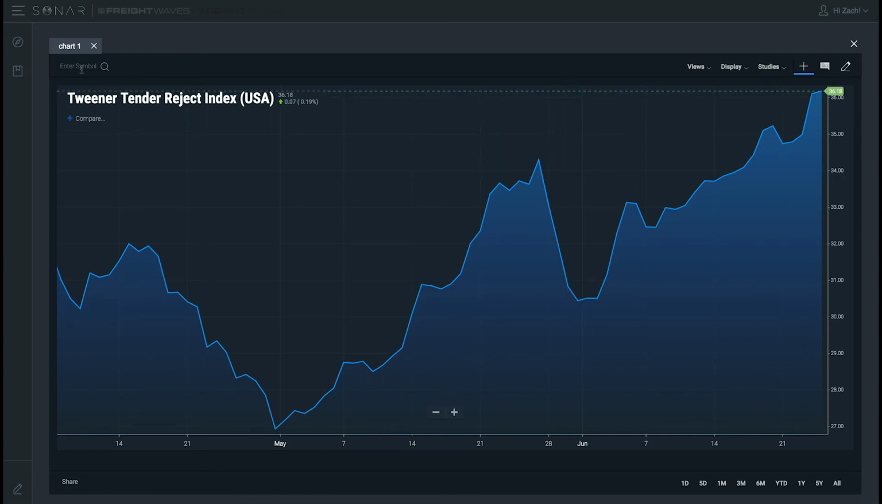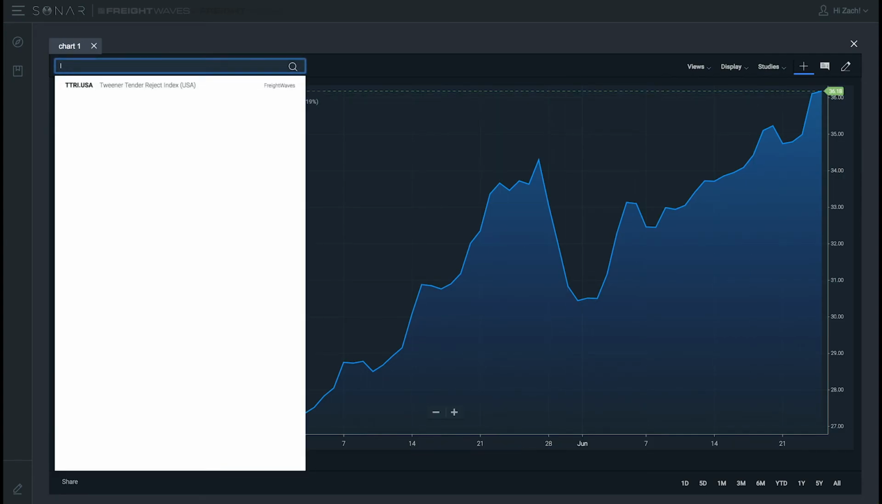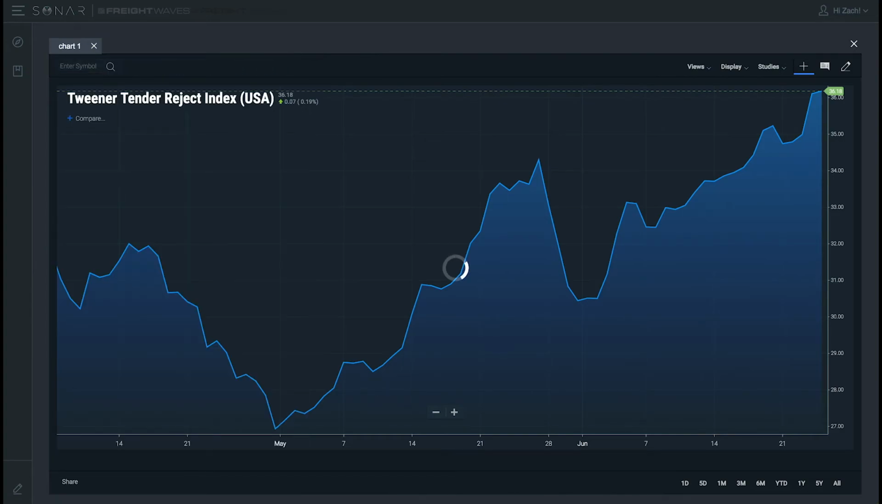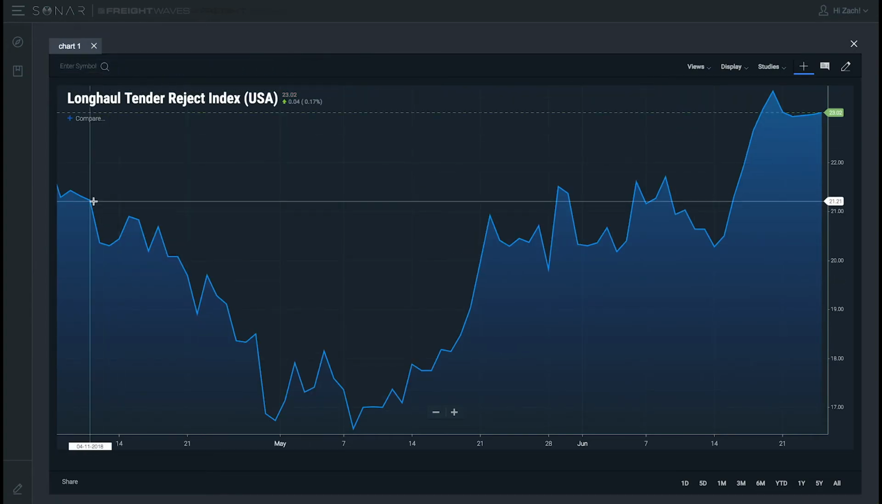And then last but not least, literally, is the L-Tri, or the long haul tender rejection index. And this is going to be anything over 800 miles. Again, a good indication of what's going on in the broader market about what carrier sentiment is in relation to the mileage bands. So again, that is the entire list of the tender rejection indices at this point.